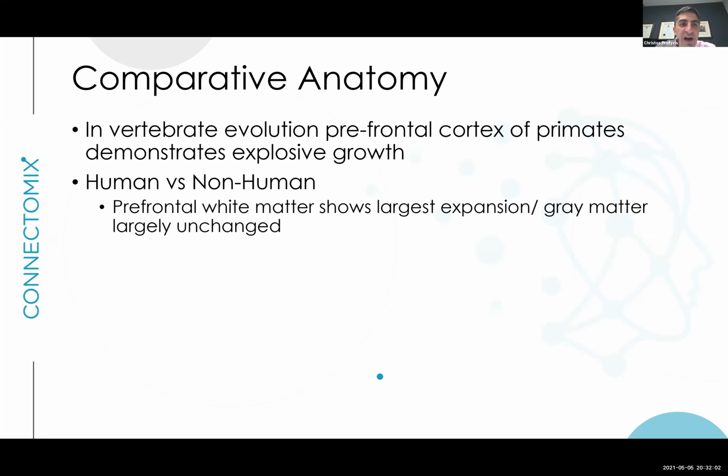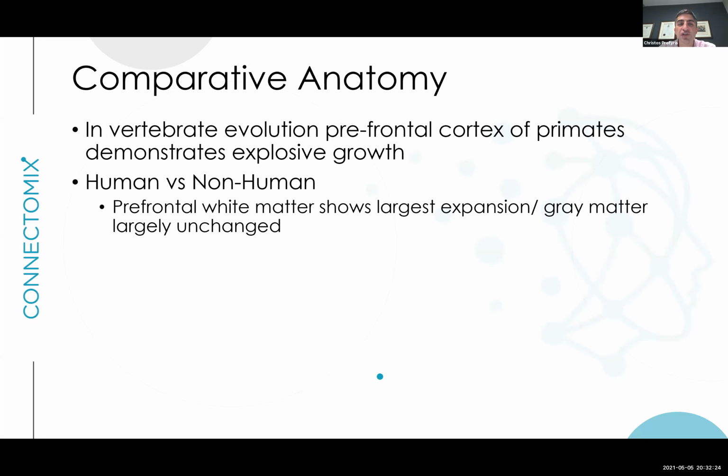If we look at some comparative anatomy, what's clear, and all of us know, when we look at vertebrate evolution, the prefrontal cortex of primates has demonstrated explosive growth. It's what differentiates us and gives us ability. Now, what becomes interesting is if we start looking at humans and non-humans.